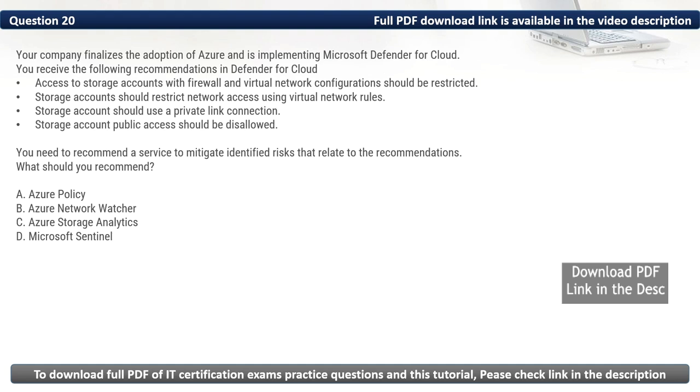Here in this question, we need to recommend a service to mitigate identified risks that relate to the recommendations. As such, we should recommend Azure policy. Thus, the correct option is A.